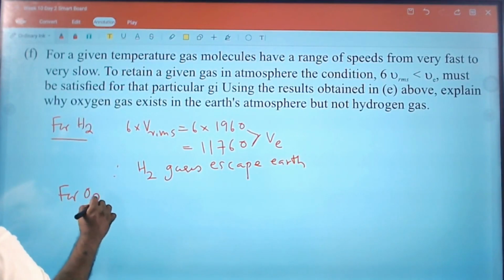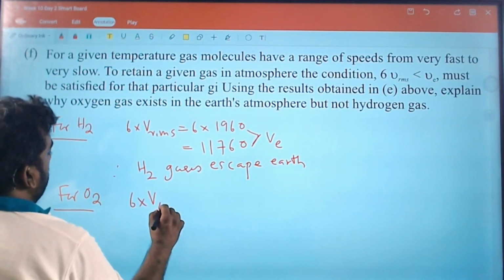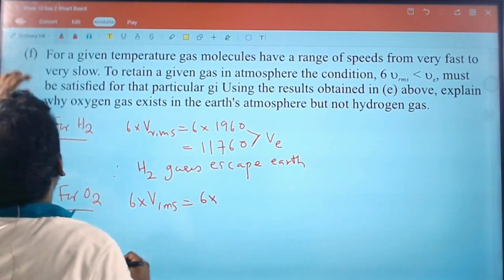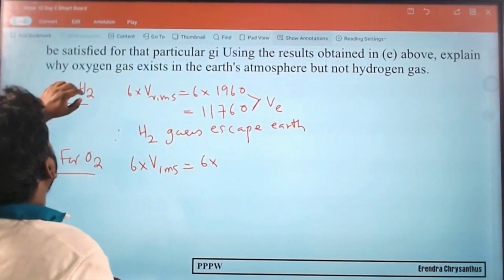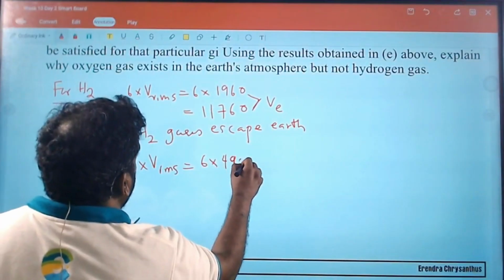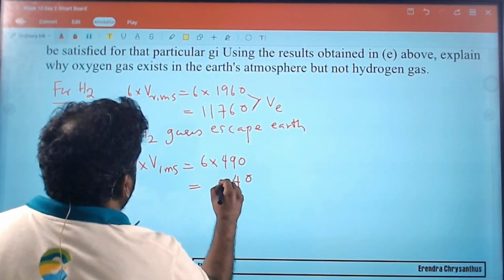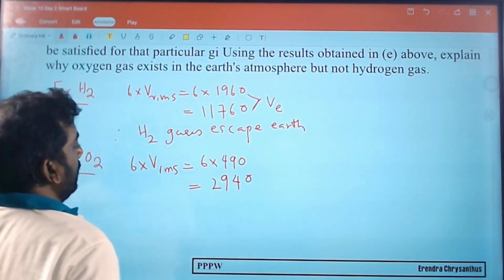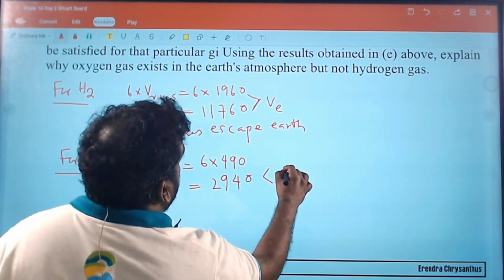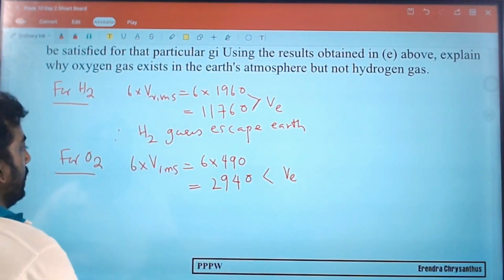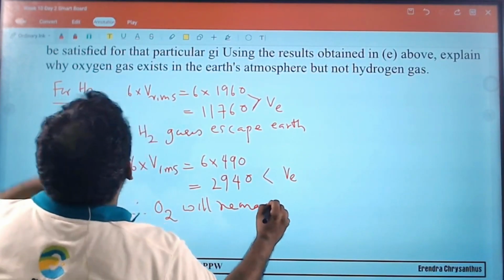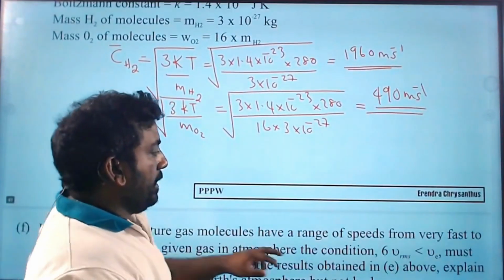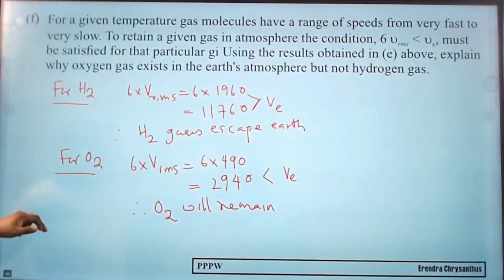For O2, 6 times v rms is 6 times 490. This is going to be smaller than the escape velocity. Therefore, O2 will remain. So the conditions are there, no? For this condition, we are finding.